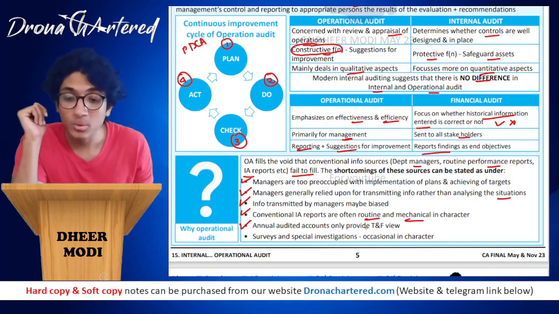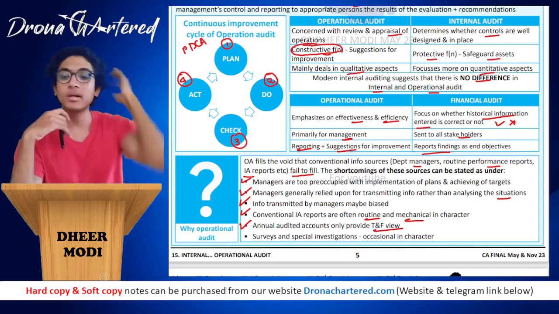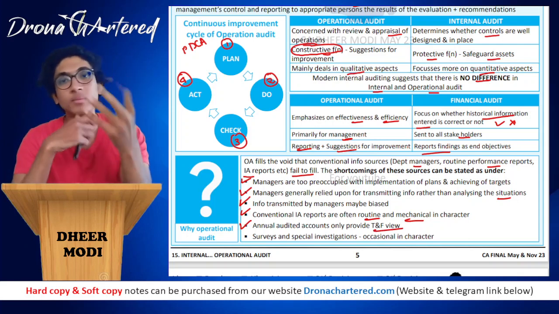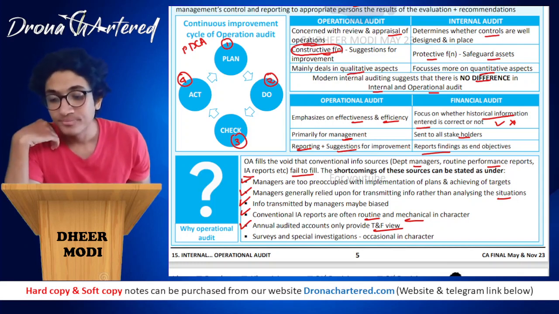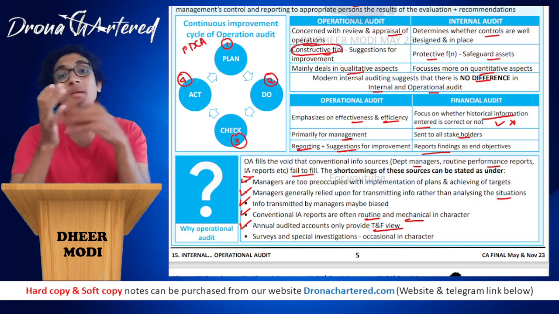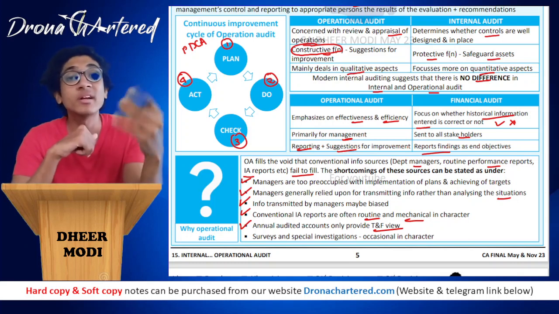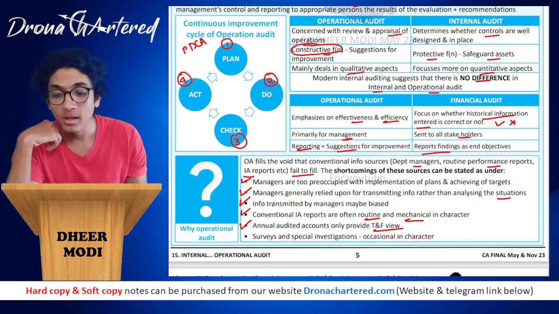Annual audited accounts only provide you a true and fair view. If you're not conducting your management or operational audit, that means you're relying on your audited accounts. Now your audited accounts only check the true and fair view, that means whether everything has been presented correctly or not. You do not get an idea about the effectiveness, efficiency, or economy of the company.